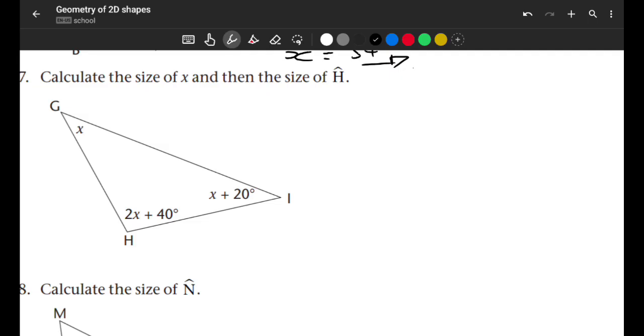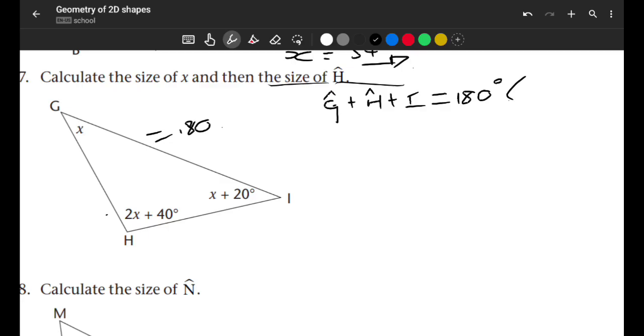So this triangle, already we can see it is not defined in any way. We don't have a line saying that this line and that line are equal, or that these two lines are equal or anything like that. So we're going to do this the simple way. Remember what we said? Angles in a triangle add up to 180 degrees. So we say angle G plus angle H plus angle I equals 180 degrees, and then say your reason there: angles in a triangle.